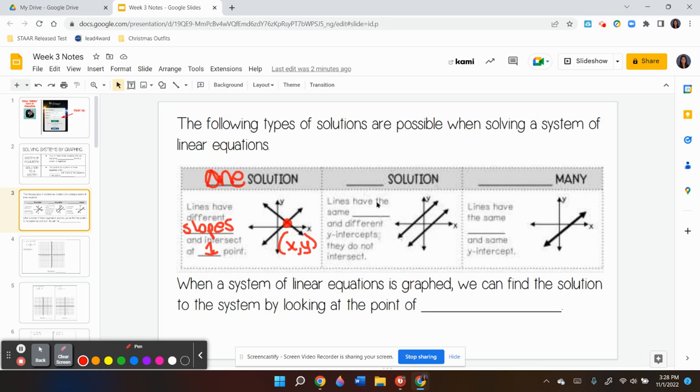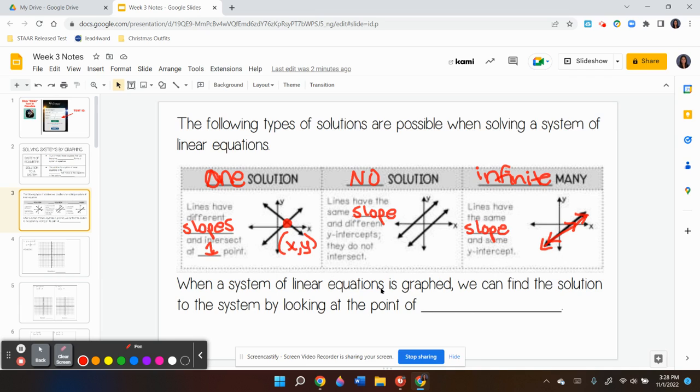The next two lines that you see have no solution. These two lines are running parallel and will never intersect. So lines that have the same slope but a different y-intercept don't intersect and have no solution. The last one is going to be infinitely many. This is a line on top of another line, so they have infinite solutions in common. These lines have the same slope and the same y-intercept.